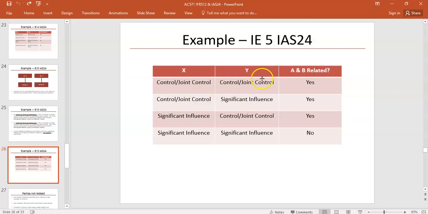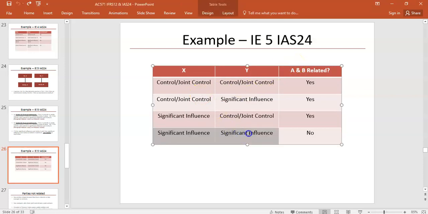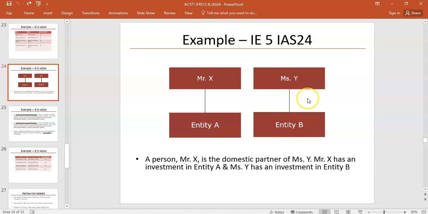The only situation where A and B will not be related is where both X and Y only have significant influence. If there's any side that has control or joint control, then they will be deemed related parties. And any transaction between A and B, even though they're not in the same group, even though they don't have the same owner, will have to be disclosed, by definition, based on IAS 24. So there is a good lot to learn there, but I think the key principle is that you're nearly better off focusing on who are not related parties than who are.